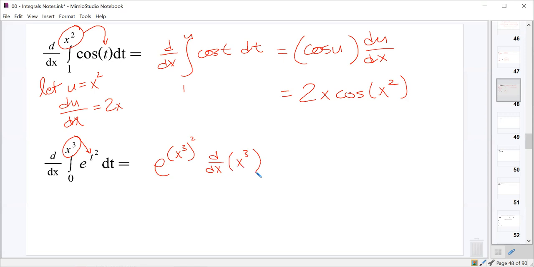Right. And so the derivative of x cubed is 3x squared, and then e to the x cubed squared, well, power to a power, multiply the exponents, is e to the x to the 6th. We got 3x squared e to the x to the 6th power.